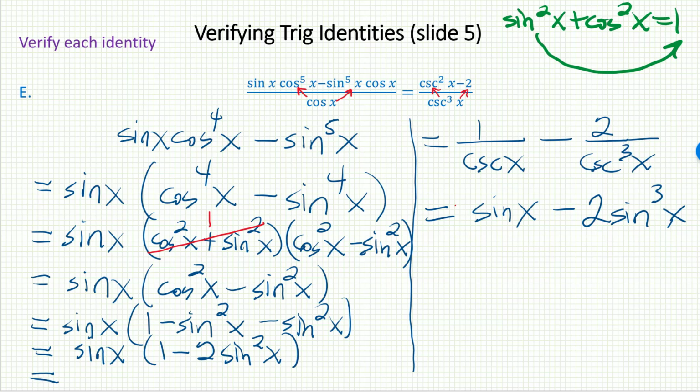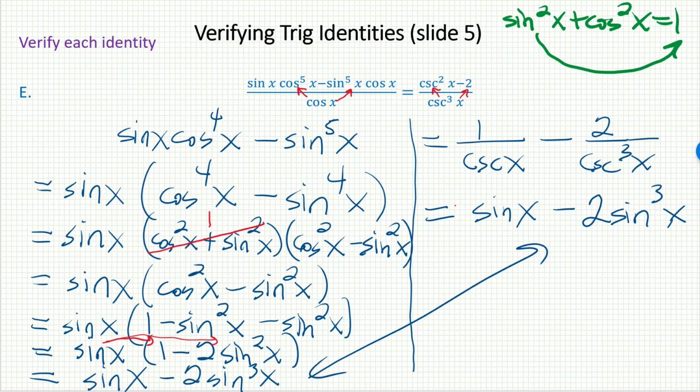Oh yeah, I think if I just distribute this now, I'll have it. Sine x times 1, sine x, and then here it would be minus 2 sine cubed x. That's it. The 2 sides match. We have verified this identity.